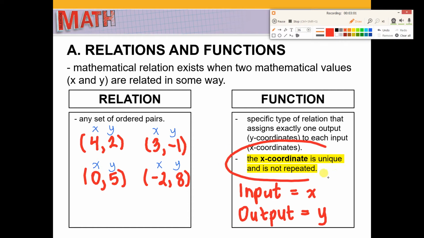And again, the simplest way to remember a function is that no x coordinate or no x value should be repeated. So the x coordinate should always be unique. Let's have a few examples on the next slide.